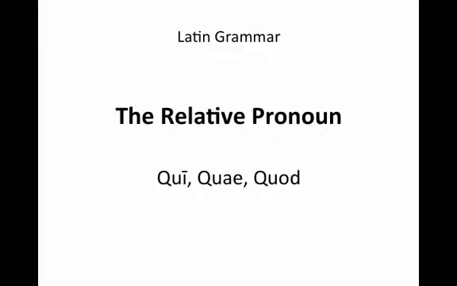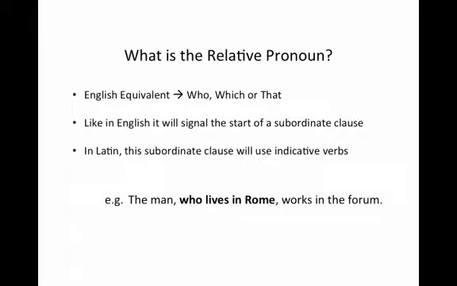Today we're going to talk about the relative pronoun in Latin, which is qui, quae, quod. But before we even get into how to form it and how to use it, let's talk about relative pronouns in general. So what is a relative pronoun? In English, we use who, which, or that for our relative pronouns, and it signals a subordinate clause, which is much easier to see in an example.